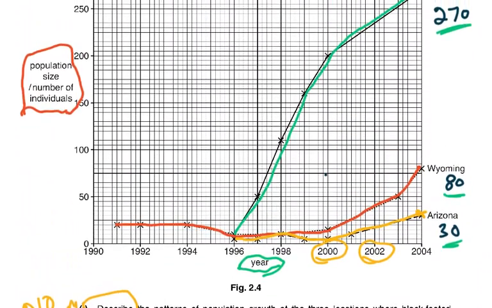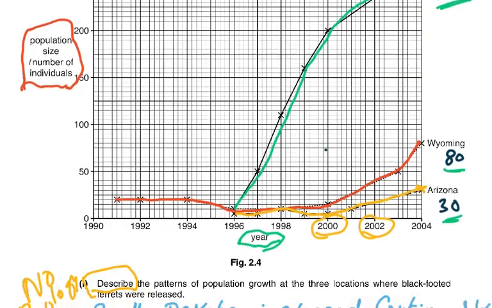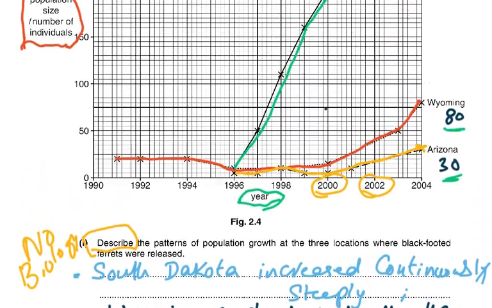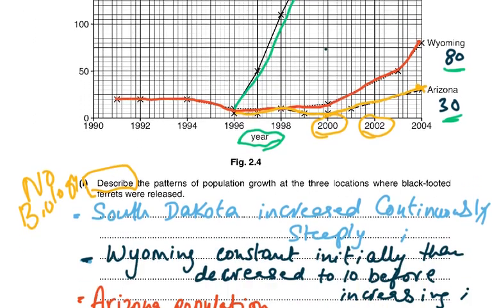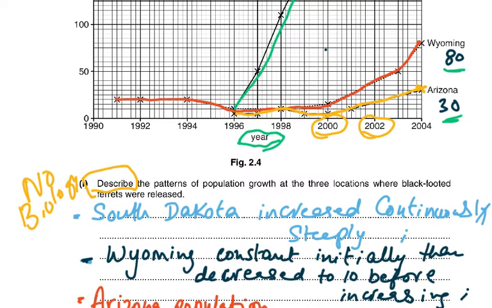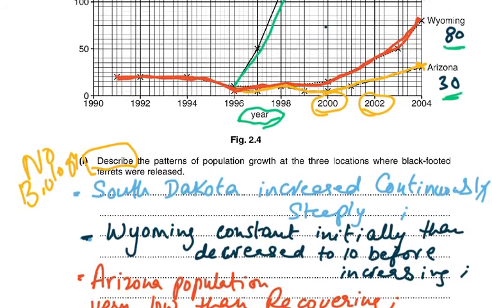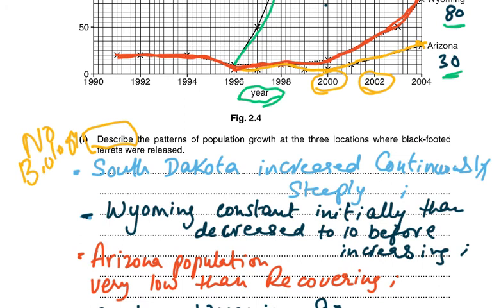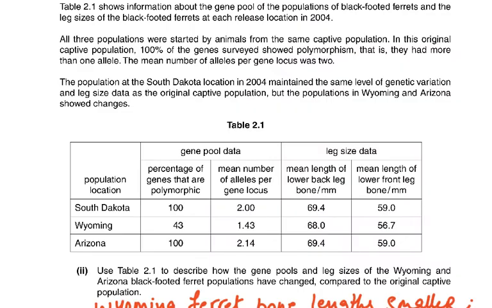South Dakota increased. You can see how South Dakota increased. Then the second was Wyoming constant, the one in red. Wyoming constant. And then you can see initially the decrease to 10, like here you see the red line which I've drawn for you, initially decreased to 10 before increasing. So you can see this. And then Arizona, you look at the Arizona population, Arizona population very low, then recovering. So it was very low and then it's recovering slowly. So describe, no biology.